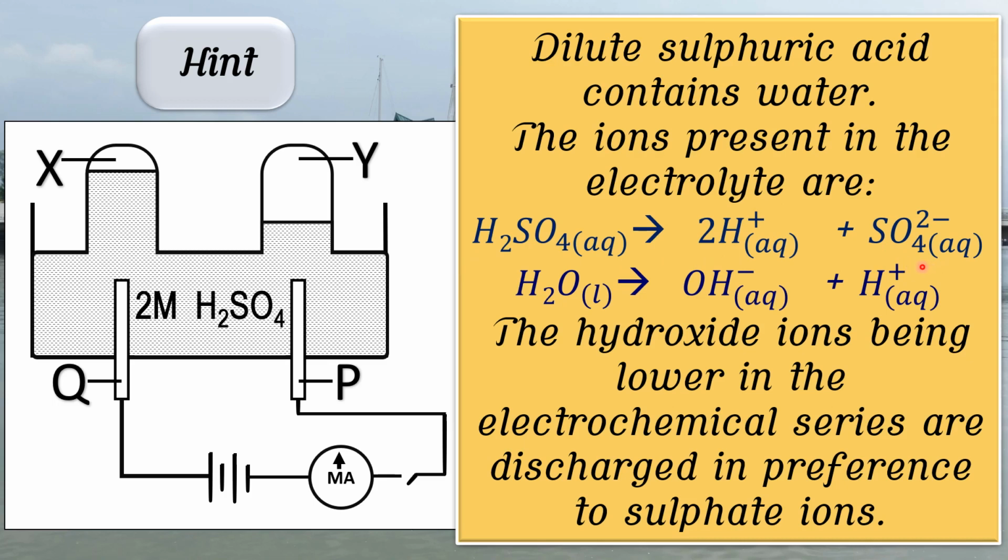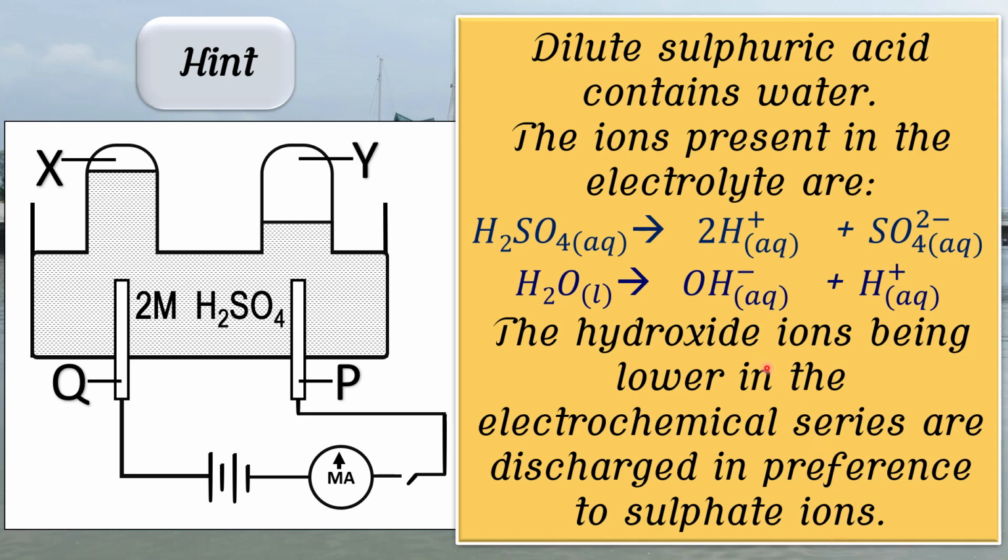But the solution, we are saying that it also contains water. There is water. And this water gives us the hydroxide ions and the hydrogen ions. Now, the hydroxide ions, being lower in the electrochemical series, are discharged in preference to the sulfate ions.